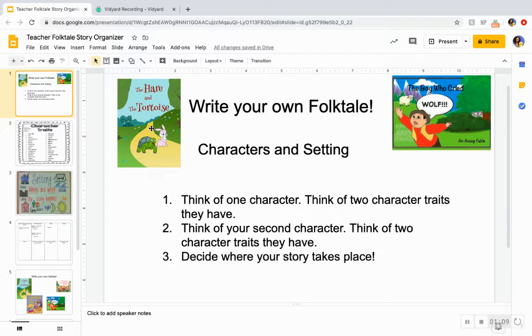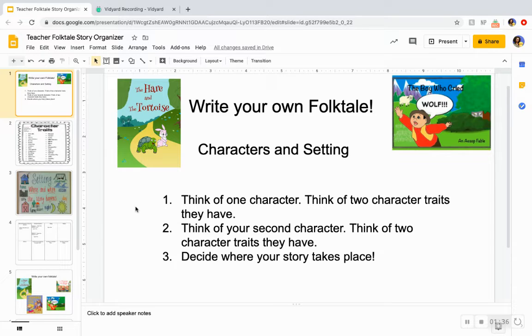I included here reminders of the tortoise and the hare and the boy who cried wolf. So we can think about, see here we have two characters, and in the boy who cried wolf, we had a boy and we had the townspeople. So the second character wasn't one person, it was a group of people, but it kind of worked like the second character that helped the boy learn the lesson. All right, so we've thought of our one character. Now we're going to think of two character traits that that character might have.